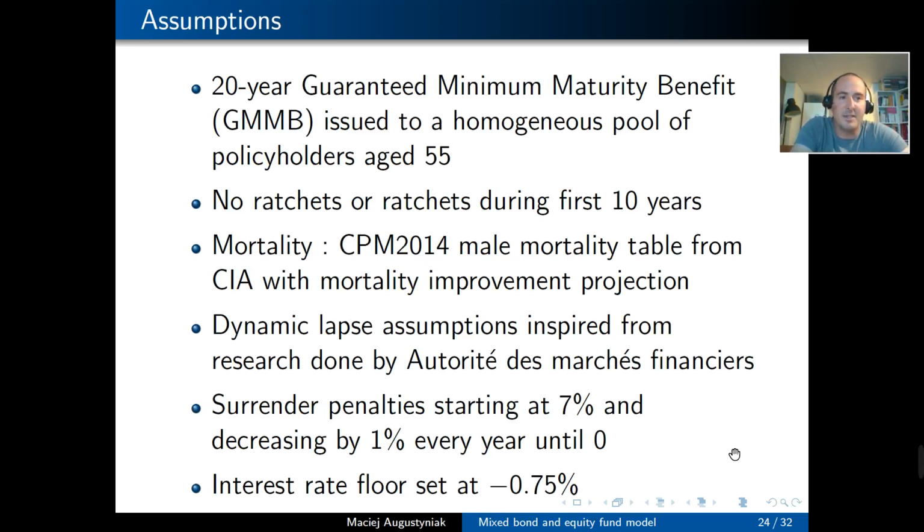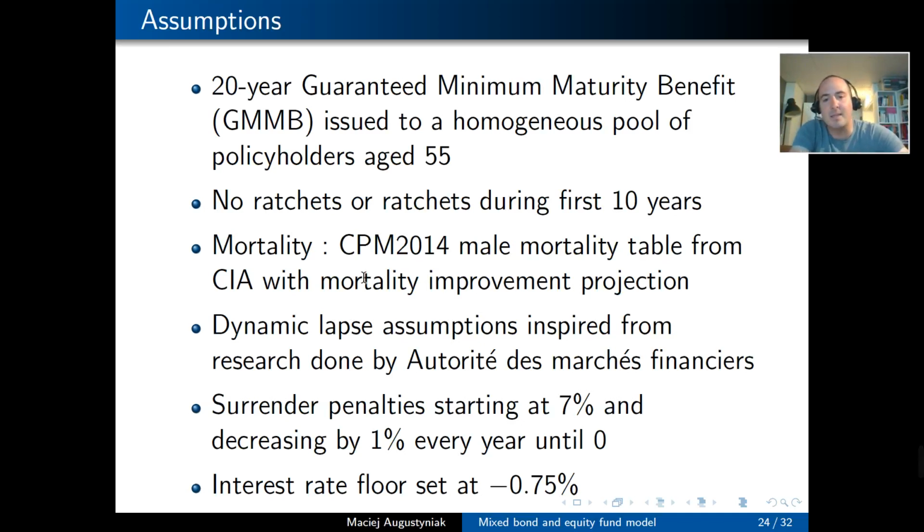Ratchets are provisions that can allow adjusting the guaranteed amount if the underlying fund return is very large, for example. So we tested both specifications, without or with ratchets. We took the CPM 2014 mortality table to assess mortality, with some mortality improvement as recommended by some working papers of the CIA, Canadian Institute of Actuaries.